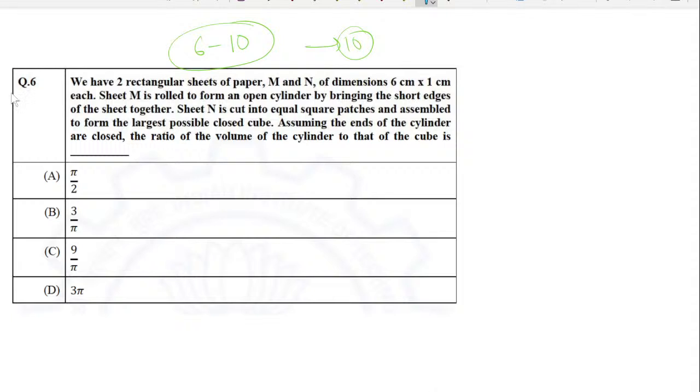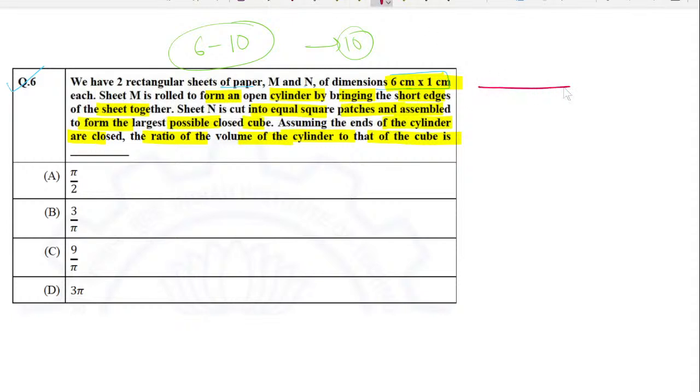Okay, so if we go to question number 6, the question says that we have two rectangular sheets of paper M and N of dimensions 6 cm into 1 cm. This is the given data. Sheet M is rolled to form an open cylinder by bringing the short edges of the sheet together. Sheet N is cut into equal square patches and assembled to form the largest possible closed cube. Assuming the ends of the cylinder are closed, the ratio of the volume of the cylinder to that of the cube is asked.